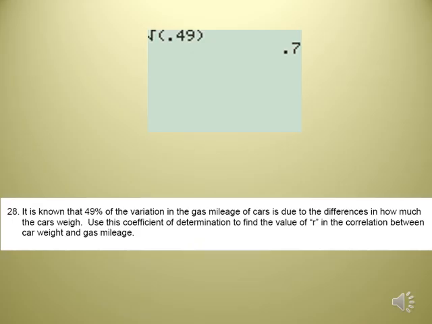The last problem in this section, it talks about the fact that 49% of the variation in gas mileage is due to how much cars weigh. Once again, they're giving you R squared, and what you've got to do is find R, so you've got to take the square root of 0.49, and it turns out R would be 0.7.